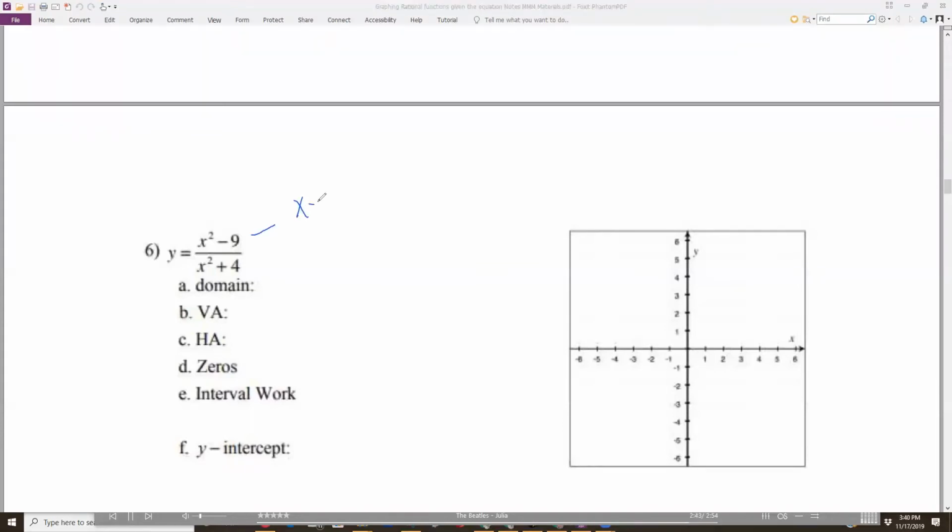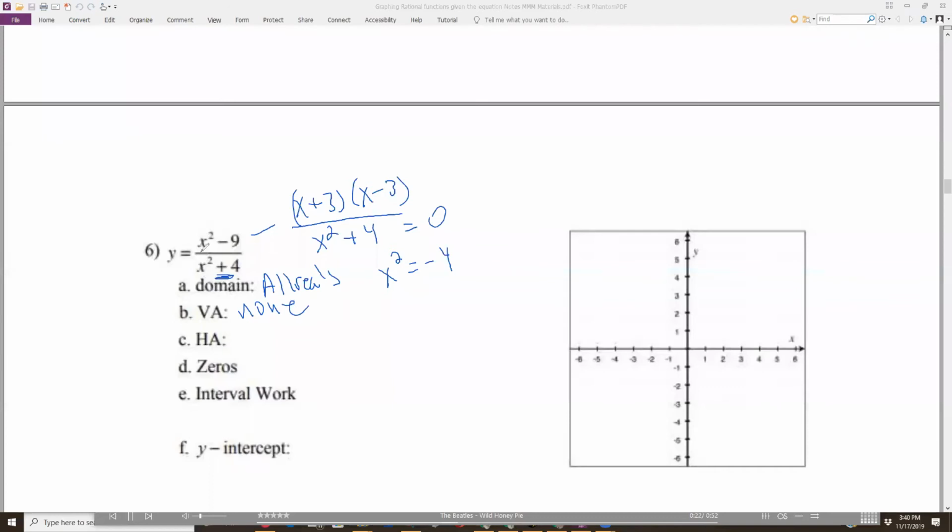The numerator factors to x plus 3, x minus 3, a difference of two squares. The denominator is interesting because that's the sum of two squares, and some of you are going to fall for that. Well, that just doesn't factor. So how about the domain? Where does that denominator equal 0? Well, isn't that x squared equals -4? And I can't take the square root of -4. So that means that denominator will never be equal to 0. So the domain is all reals. That means there's no vertical asymptotes.